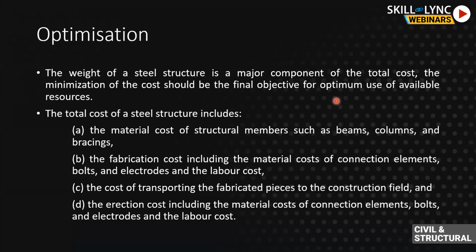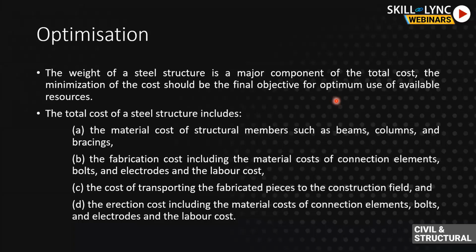Now, the total cost of a steel structure will include the material cost of the structural members, such as beams, columns, and bracings, that is a weight. The fabrication cost, including the material cost of connection elements, bolt, electrodes, and the labor cost. Steel structures require highly skilled labor, so the labor cost can be quite high. The cost of transporting the fabricated pieces to the construction field. Unlike concrete, steel structures may not be always fabricated at the site.